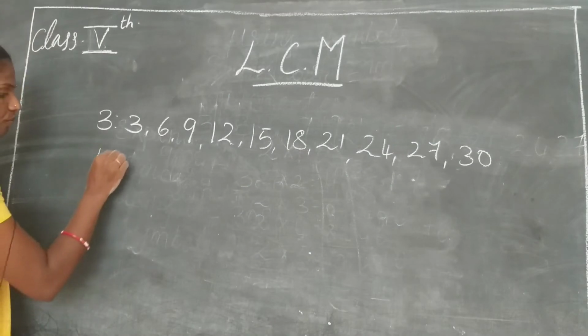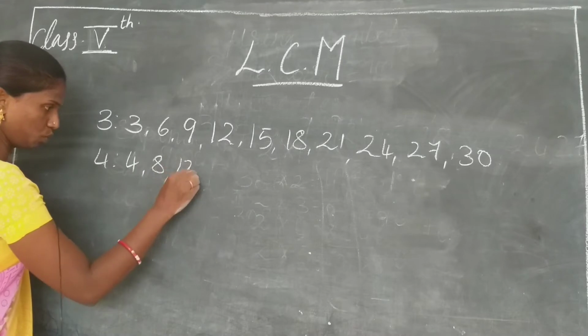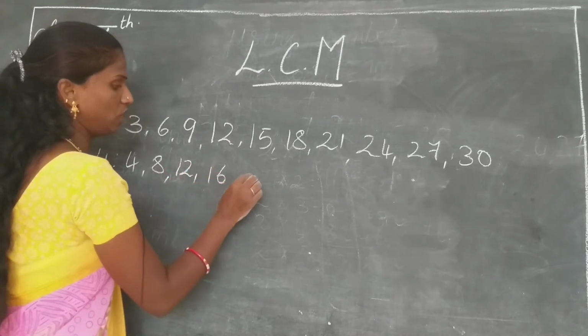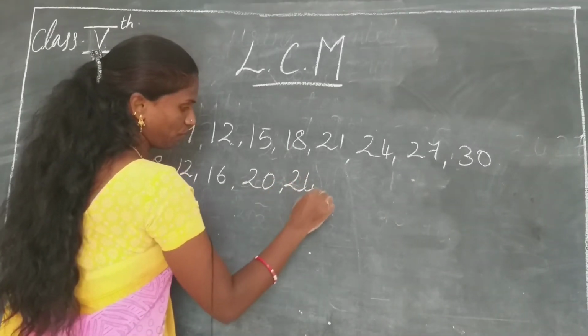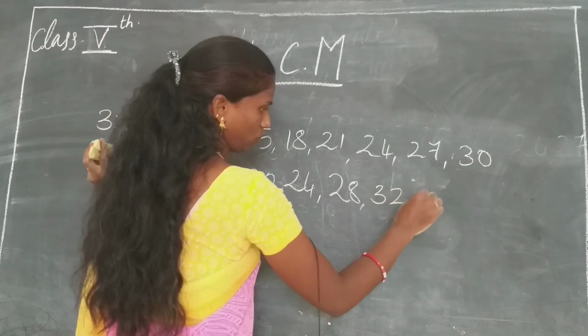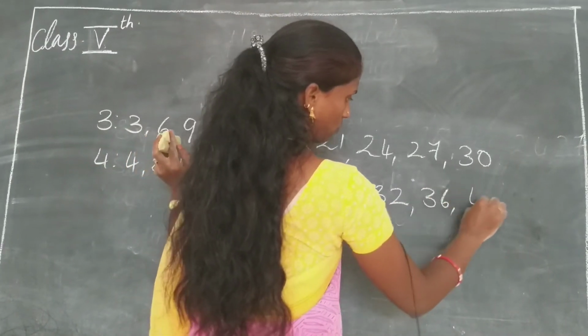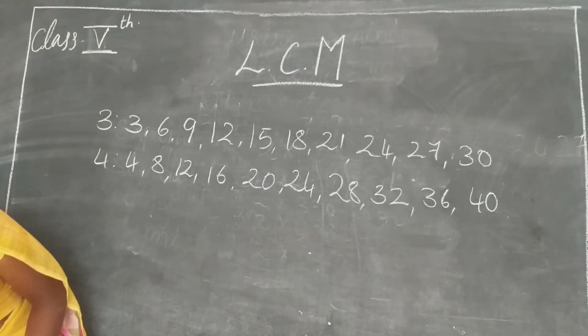Now 4 ones are 4, 4 twos are 8, 4 threes are 12, 4 fours are 16, 4 fives are 20, 4 sixes are 24, 4 sevens are 28, 4 eights are 32, 4 nines are 36, 4 tens are 40. So you have seen only these numbers.